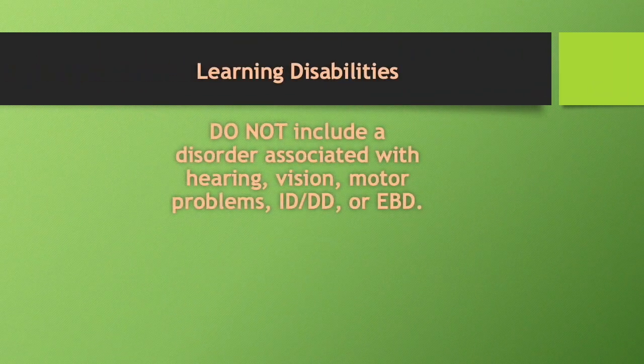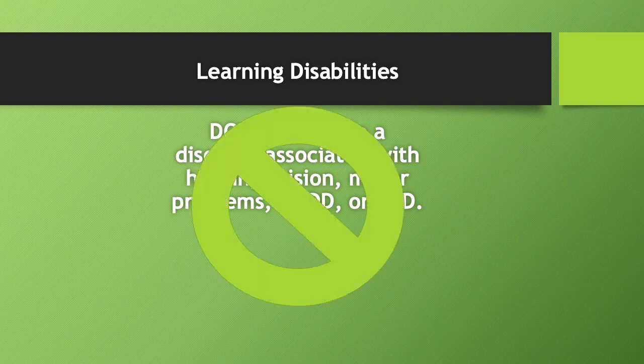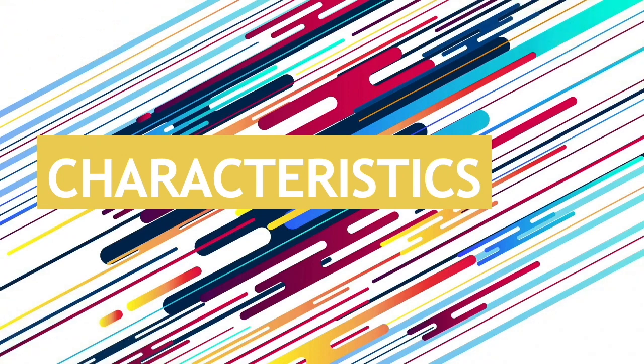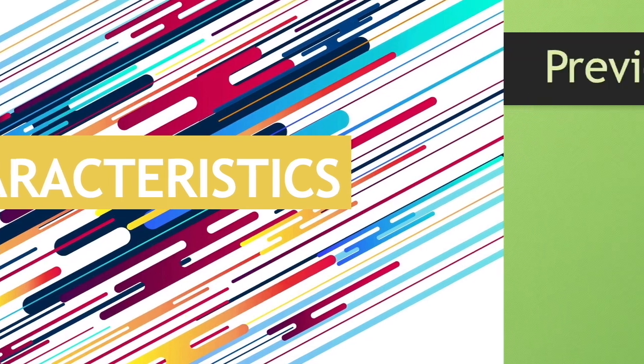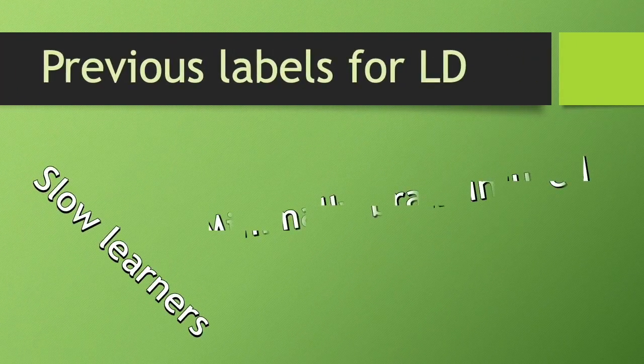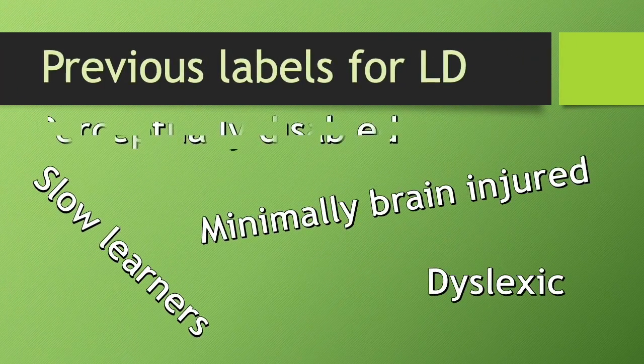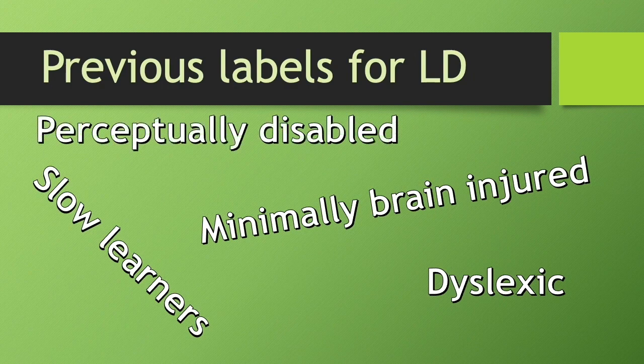Learning disabilities do not include a disorder associated with hearing, vision, motor problems, intellectual disabilities, developmental delays, or emotional behavioral disorder. So let's look at some of the characteristics. Previous labels for learning disabilities included slow learner, minimally injured brain, perceptually disabled, or dyslexic.